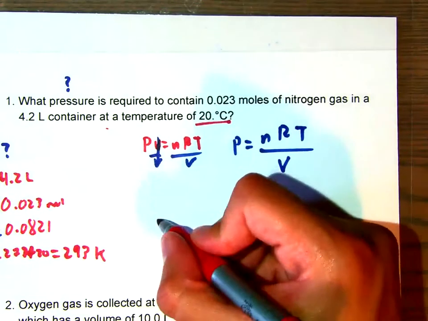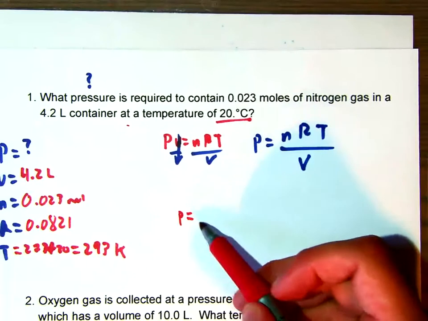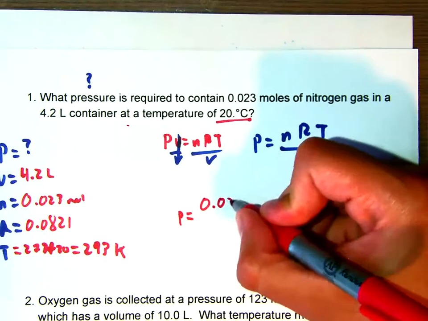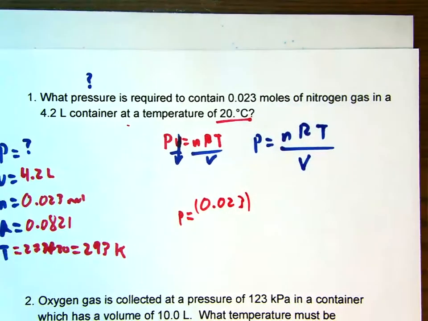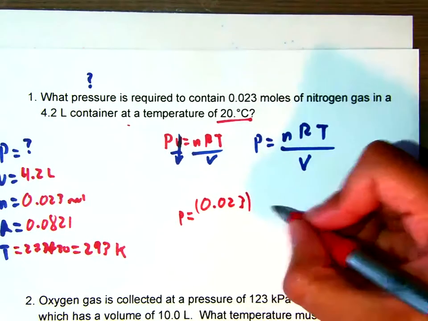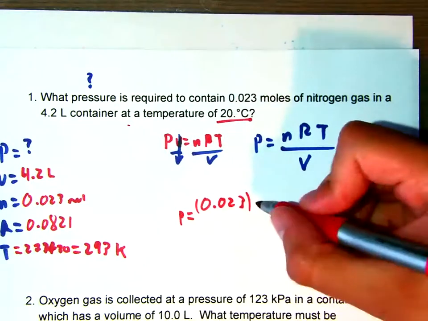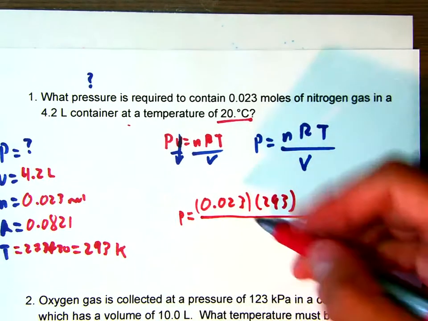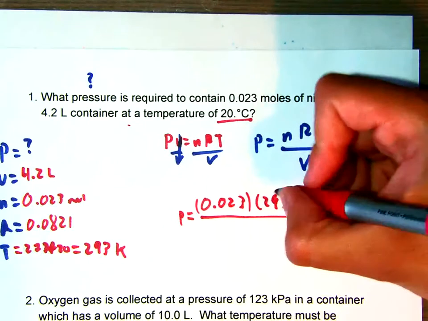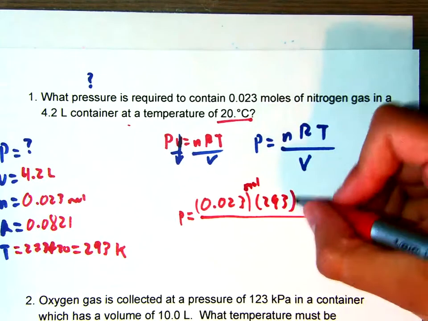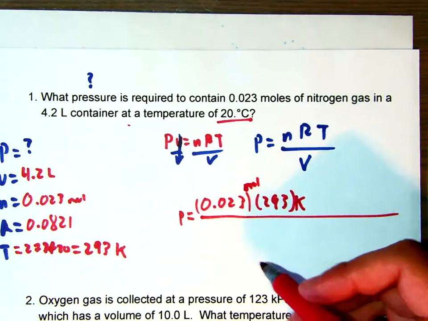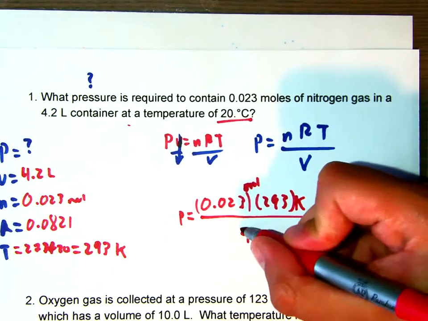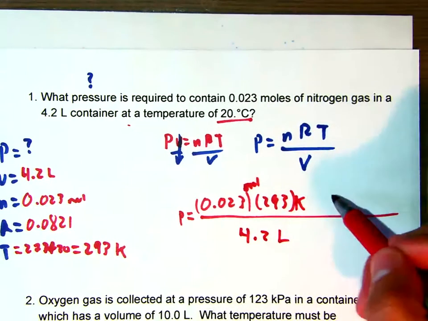Okay, so my pressure equals my number of moles, which is 0.023, times R, we'll leave R at the end right now. So we'll just go times temperature right now, so times 293. And actually, I said I was going to put moles here, and I was going to put Kelvin because I'm going to put the units actually. And then in the bottom, I put volume, which is 4.2 liters.